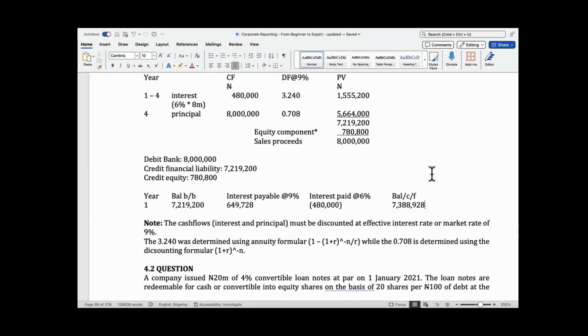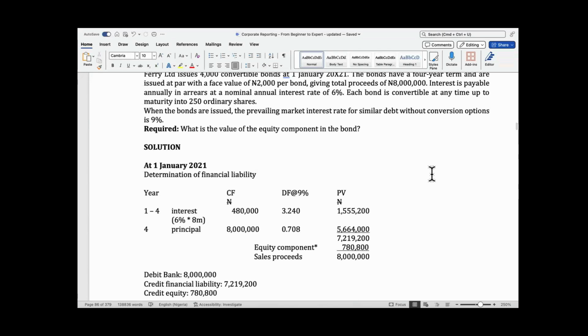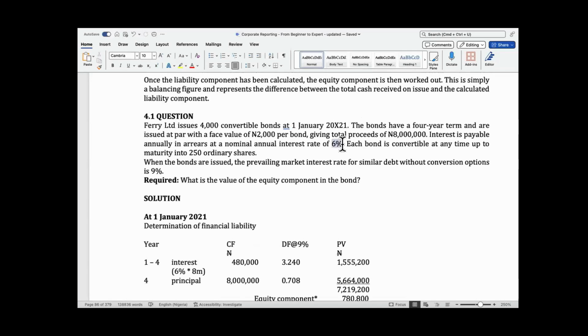Please, before you move on, what is the rationale behind using 9% for the DF calculation and not 6%? Okay, so when you are discounting, when you're trying to account for time value of money, because the whole essence of this discounting is to account for time value of money, you would use market rates, the real interest rates. You cannot use this 6%. This 6% is an agreed rate between two parties, which could have been influenced by one party being able to negotiate it downwards. But for us to discount to present value, we need an independent market rate. So that's why it is this 9% we have to use.